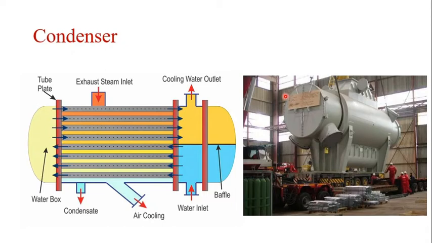On the right hand side, you can see the actual condenser which has been deployed in the thermal power station. So this part is the water box, the middle part consists of water tubes, and on the right hand side is the part where the water is introduced into the water tubes, as well as the extraction of water from the cooling water outlet.